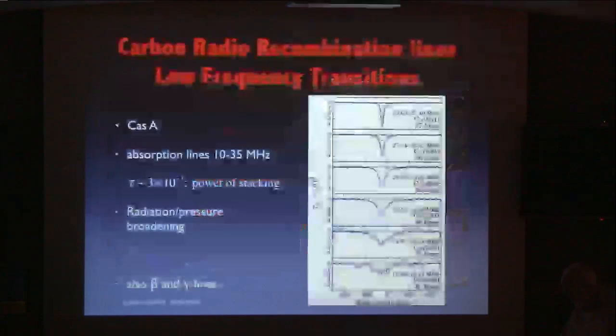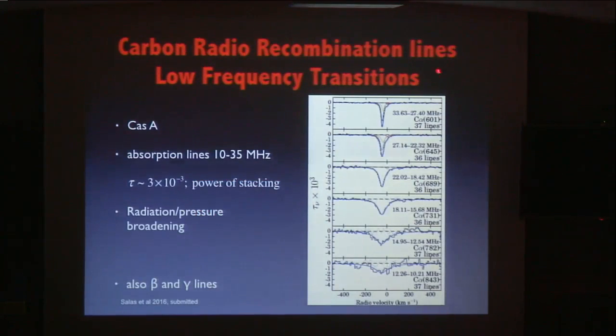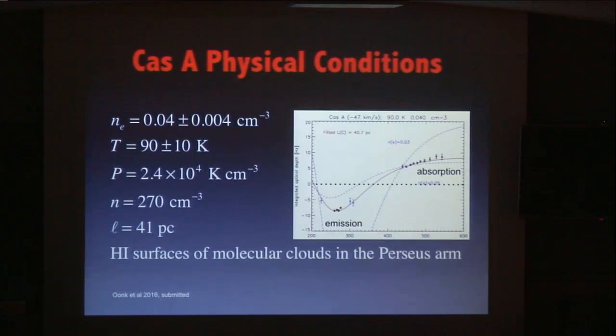Just as an example, I have here a study of the carbon radio recombination lines towards Cas A in the 10 to 35 megahertz range. Optical depths that we can measure are of the order of 3 times 10 to the minus 3 with very, very good signal to noise. That's basically because of the power of stacking. We can stack a number of lines on top of each other and increase the signal to noise that way. We also see beta and gamma transitions, not just the alpha transitions. And we can use all of that data to analyze the physical conditions. This is a quantum number we see from about 250 all the way up to 600 in this.